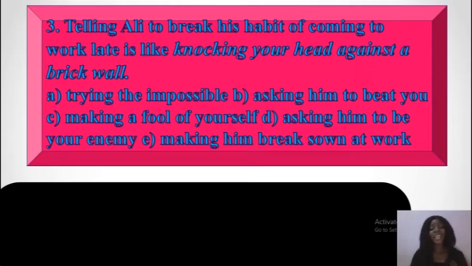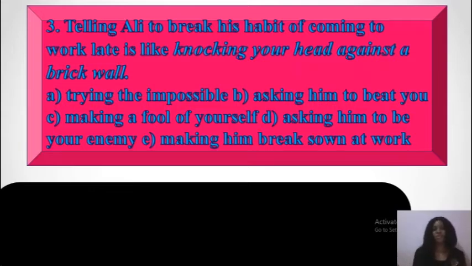Now, option E says making him break sun at work. No. That option does not even have a meaning, which means the only option that means the same thing or is nearest in meaning to knocking your head against a brick wall is trying the impossible.